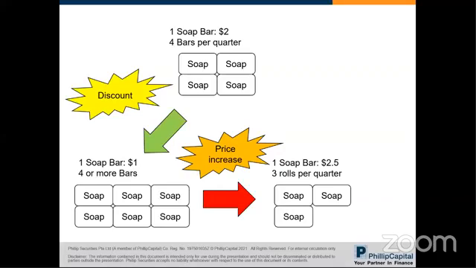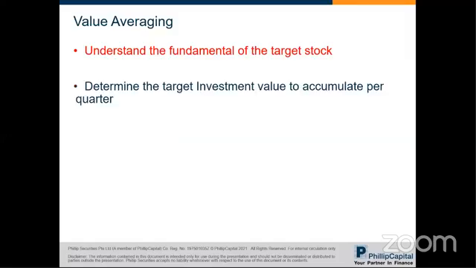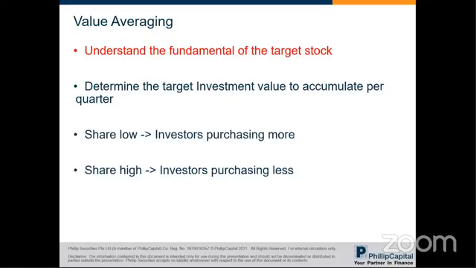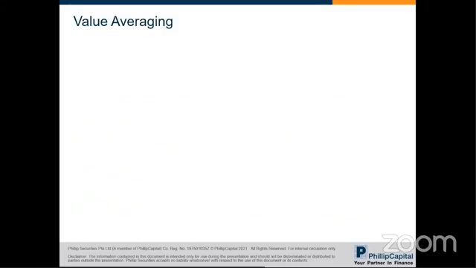When share price is very low, you actually purchase even more. So one thing is that same thing under fundamental of the stock. We already learned the fundamental of the stock just now. Next thing is that you need to set a target investment value to accumulate per quarter. Share price low, purchase more. High, purchase less. It is quite similar to dollar cost averaging, but the calculation is quite different because this one will actually require more time and involvement from the investor.